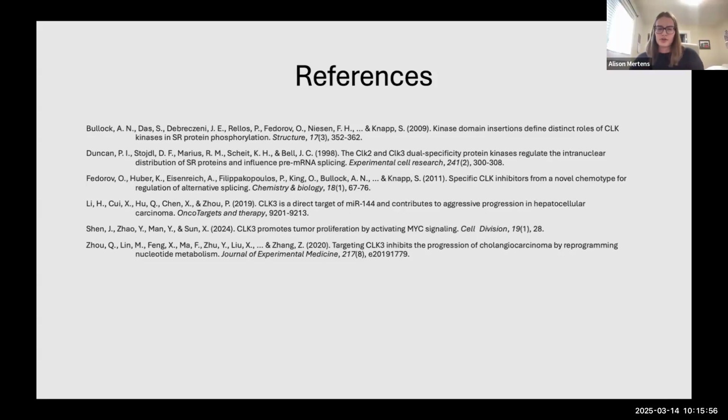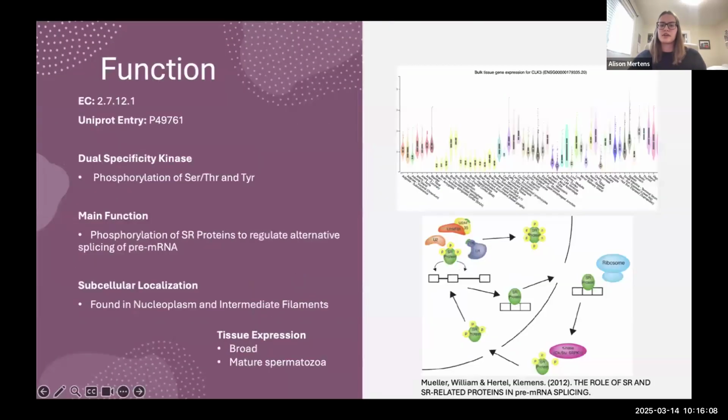I don't know for sure because all I could find was about digestive system cancers, but because CLK3 is expressed in so many different types of tissues, I believe that it could be investigated as a potential oncogene in many different types of cancers.